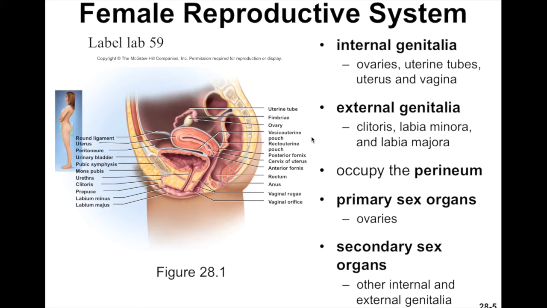Okay? And when we say the primary sex organs of the female reproductive system, when they say sex organs, they mean the organs producing the gametes or the sex cells. Okay, and those are going to be the ovaries, because the ovaries are producing your eggs. Now, secondary sex organs are going to be pretty much everything else. So other internal, all right, and external genitalia. So just keep that in mind. When they say primary sex organs, they're talking about the organs that are actually producing the sex cells.